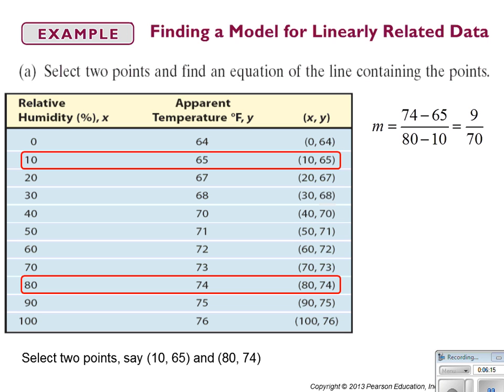So we subtract the y's, which is 74 minus 65, and subtract the x's, which is 80 minus 10. And when we do that, we get a slope of 9 over 70.